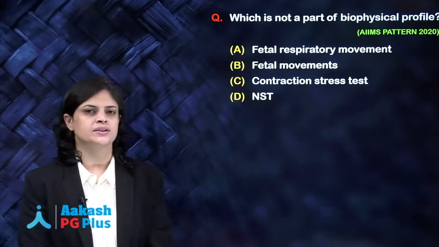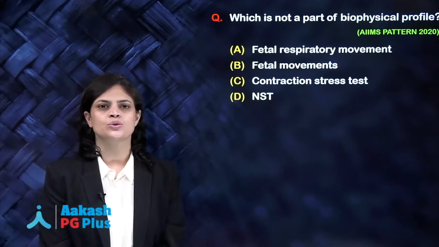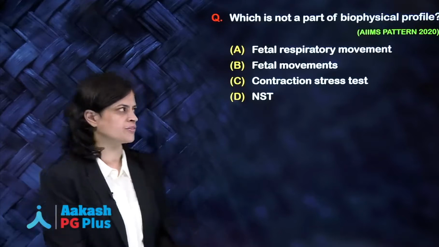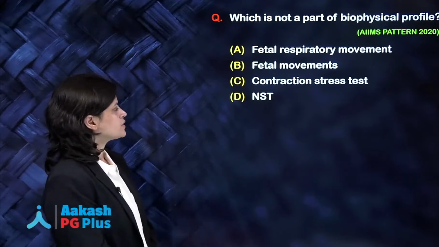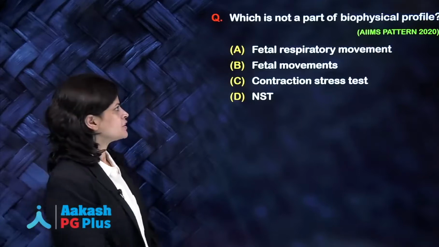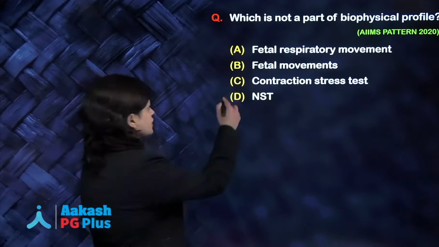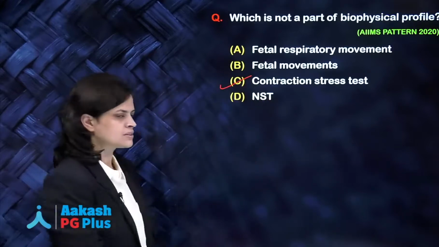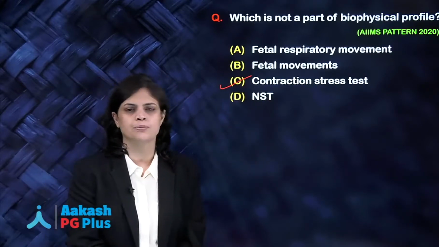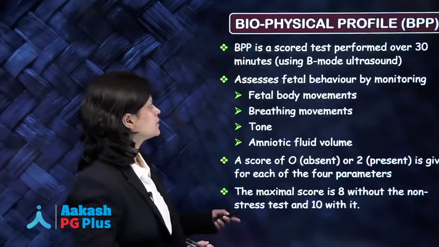So this is quite a direct question. It requires you to know the components of an ultrasound biophysical profile. The choices are fetal respiratory movement, fetal movements, contraction stress test and NST. The correct answer here is contraction stress test. Contraction stress test is not a part of an ultrasound biophysical profile.